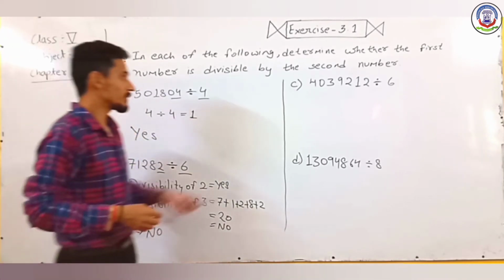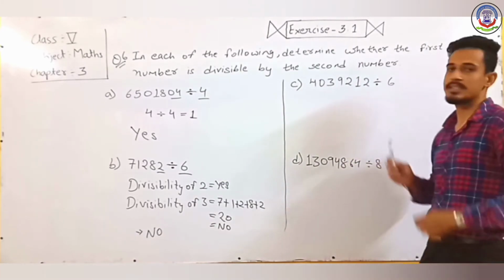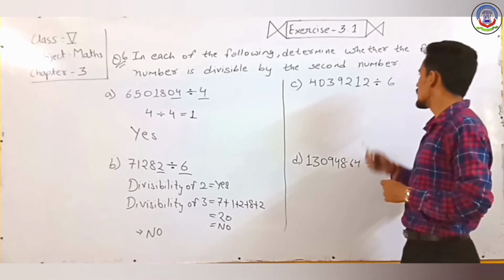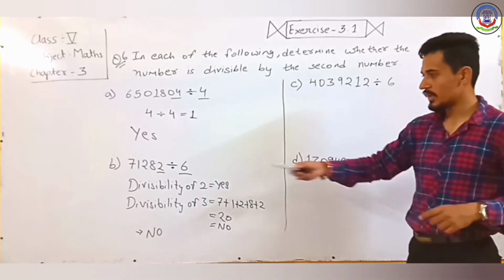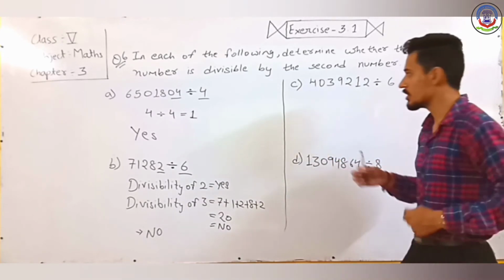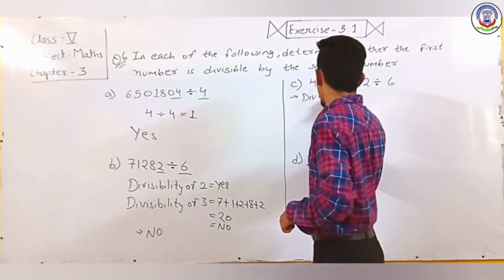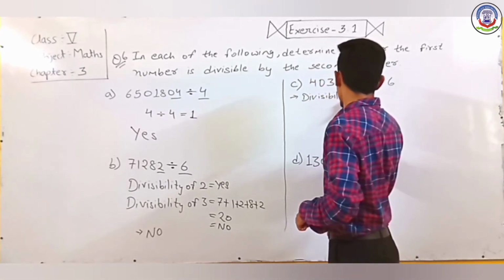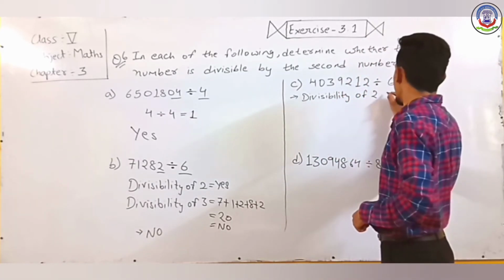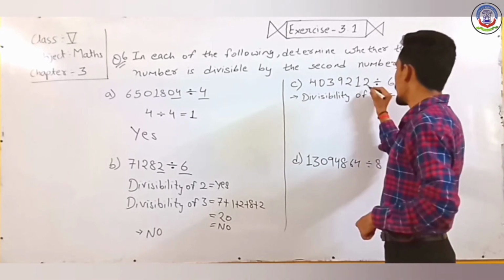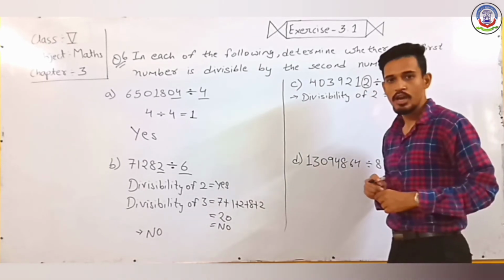Next we have 40,39,212 divided by 6. So in this again we have to remember the rule of 6. So we have to check the divisibility of 2 and 3. So first we write divisibility of 2. So divisibility of 2 is that we need an even number, which we have. So yes, it is divisible by 2.